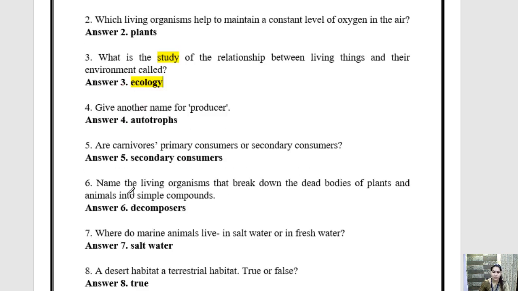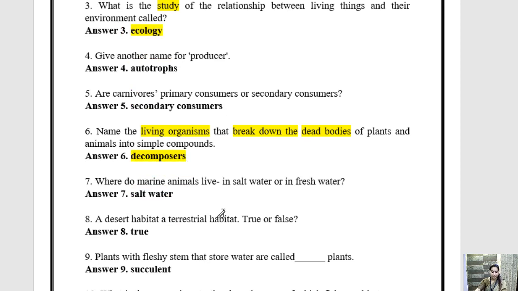Alright. Question 6. Name the living organisms that break down the dead bodies of plants and animals into simple compounds. So living organisms that break down the dead bodies are small microbes called decomposers. The examples of decomposers are bacteria and fungi. They are decomposers. So what do they do? They break the dead bodies of living organisms into small parts and mix them into the soil. They are called decomposers.